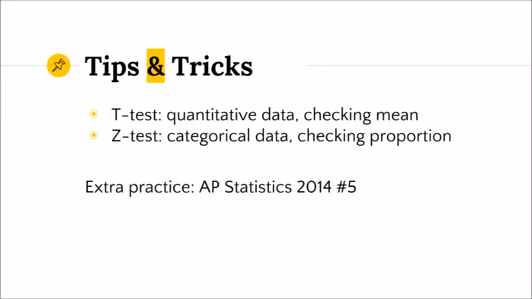One trick in determining whether to use a t or z test statistic is checking the type of data given. You use a t-test for quantitative data and a z-test for categorical data. Also, a t-test is used for testing hypotheses related to the mean, while a z-test is testing claims regarding proportions. An AP exam problem that involves significance tests for one sample quantitative data is 2014 number 5.